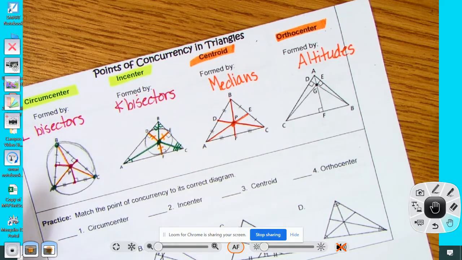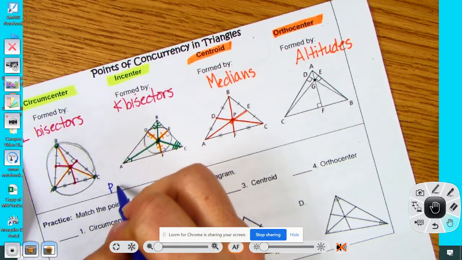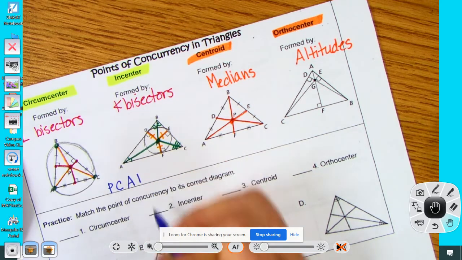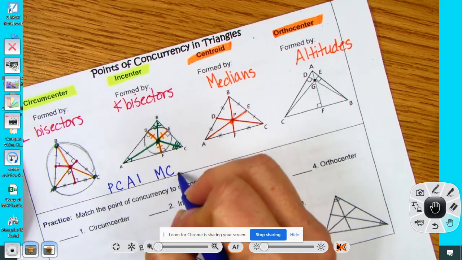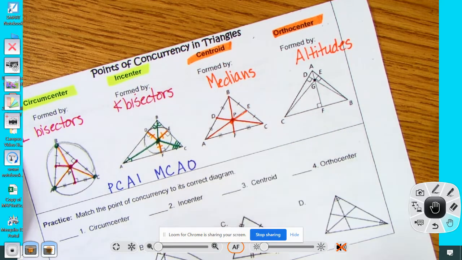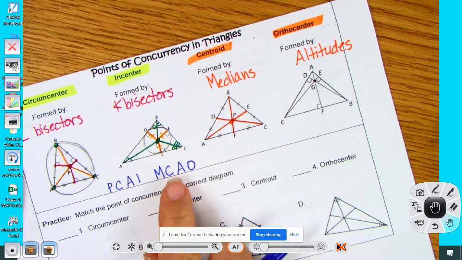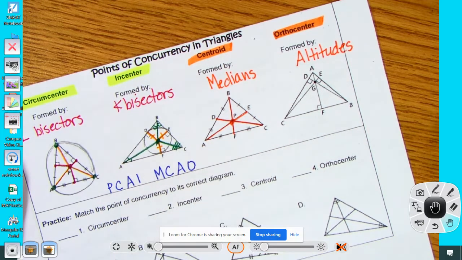Okay, so I'm going to show y'all this little trick. It's really cheesy. So perpendicular bisectors intersect at circumcenters. Angle bisectors intersect at incenters. Medians intersect at centroids, and altitudes intersect at orthocenters. Pretty cats are inside, mean cats are outside. Has nothing to do with geometry, but it is a sentence that kind of makes sense to help you remember which two letters go together.